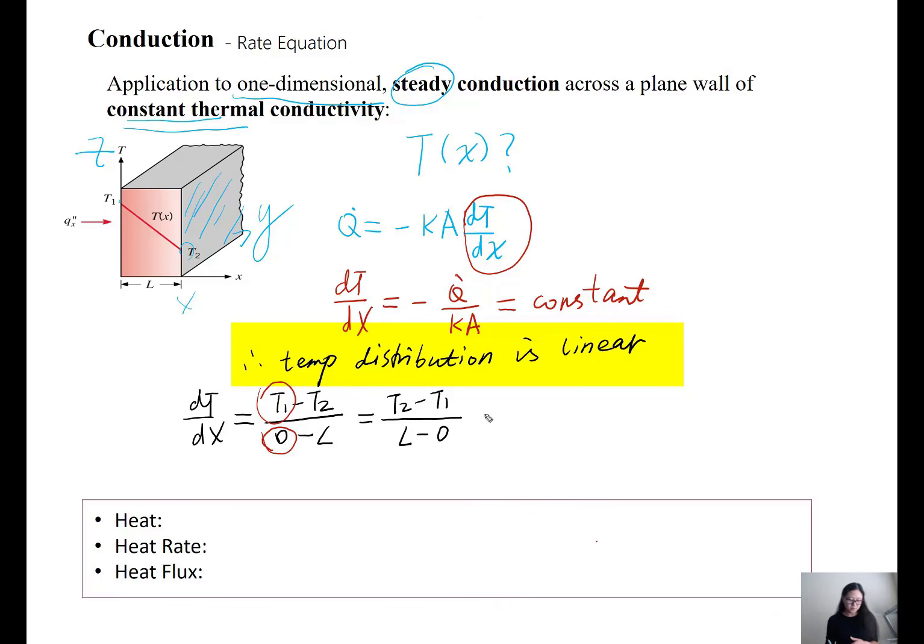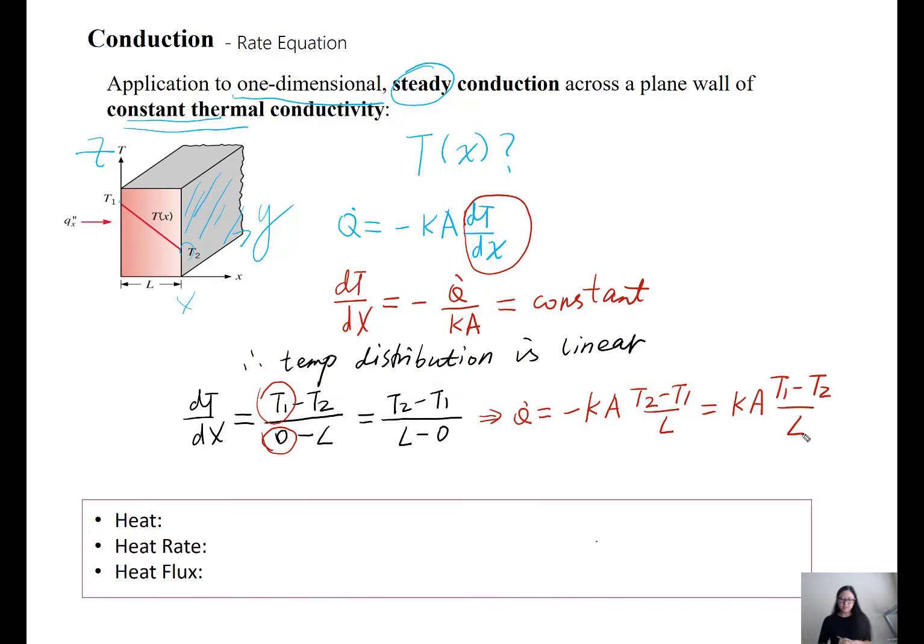Then we have Q. It's negative KA (T2 minus T1) over L, or KA (T1 minus T2) over L.